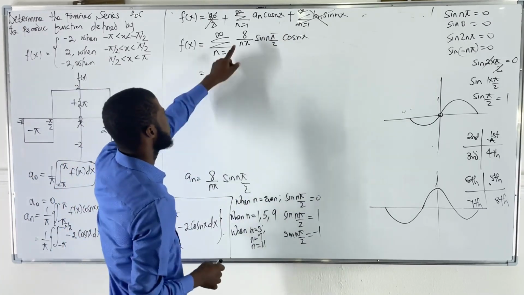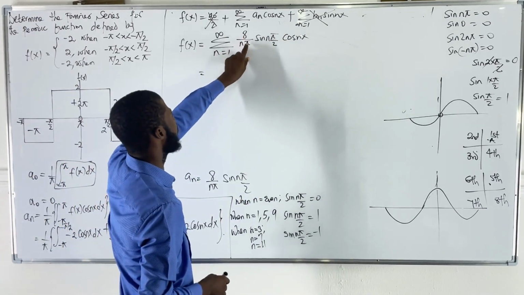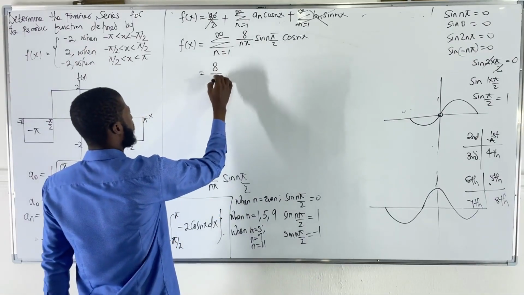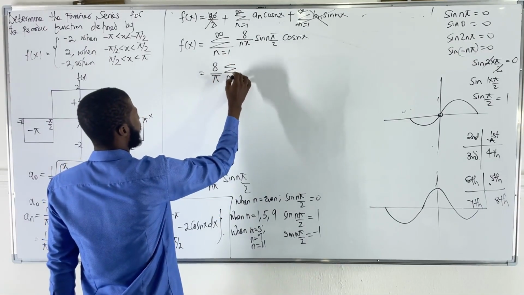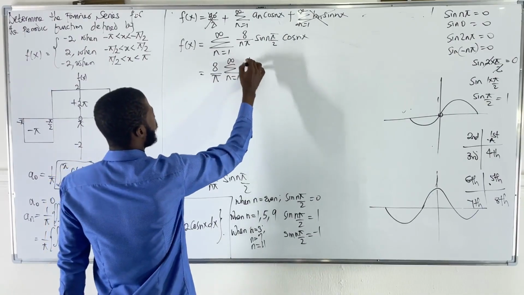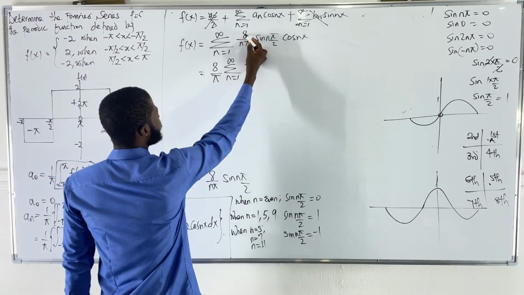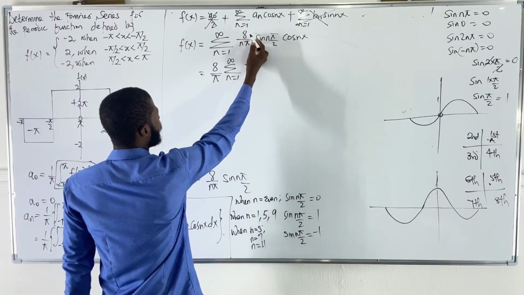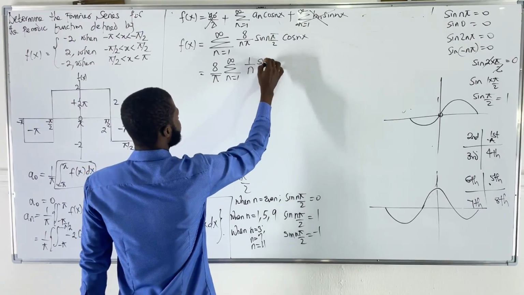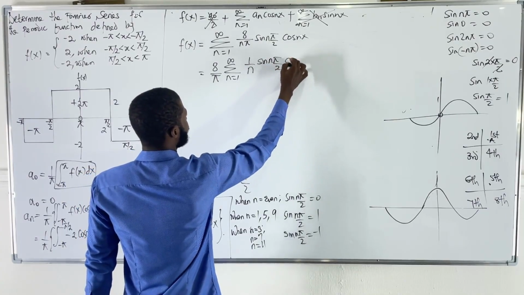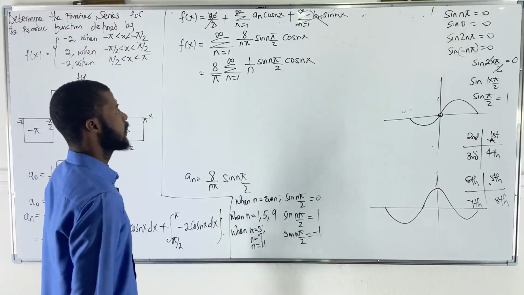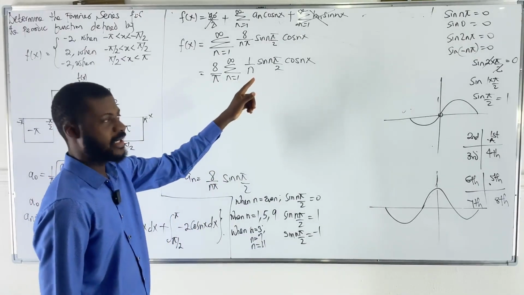Now what is the constant term here? This is 8 over pi. 8 over pi is a constant, so let me bring that out. 8 over pi, and then the sum from n equal to 1 to infinity of 1 over n, because if 8 goes out, there must be a 1 at the top, because this is a fraction. That's 1 over n sine n pi over 2 cosine of nx. So if the question says in terms of n, leave your answer like this. This is your answer in terms of n.